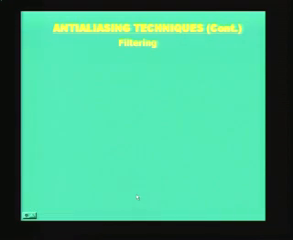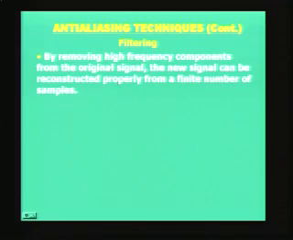Continuing with another method of anti-aliasing, which is called filtering. This is done by removing high frequency components from the original signal. The new signal can then be reconstructed properly from a finite number of samples.